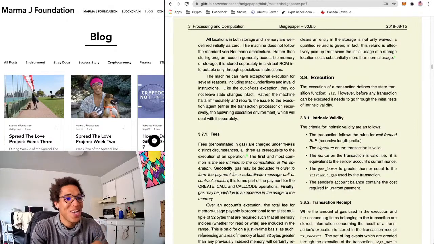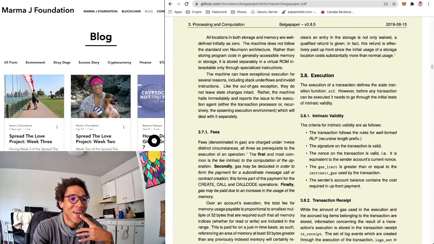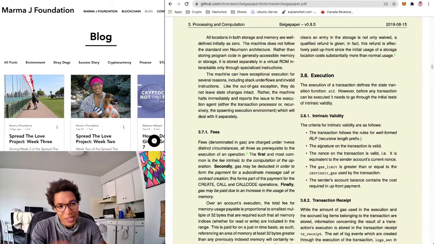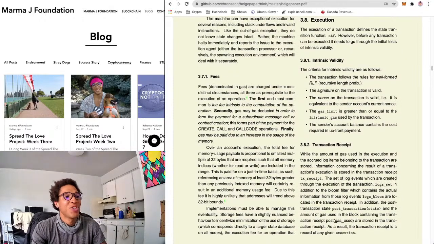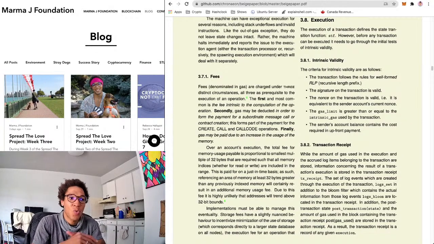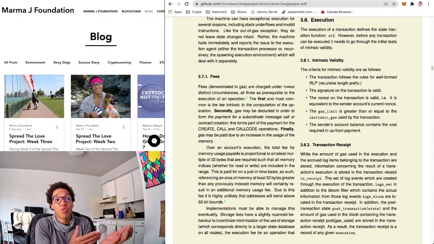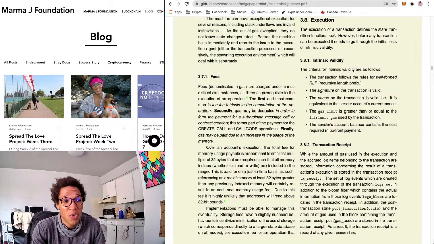Anyways, next, execution. The execution of a transaction defines the state transition function, STF, I guess is how you'd see it in the code. However, before any transaction can be executed, it needs to go through the initial tests of intrinsic validity. 3.8.1, intrinsic validity. The criteria for intrinsic validity are as follows. The transaction follows the rules for well-formed RLP, recursive length prefix. So basically, does it follow the rules for something I can go look up? If it doesn't follow the rules, we're not going to execute the transaction.